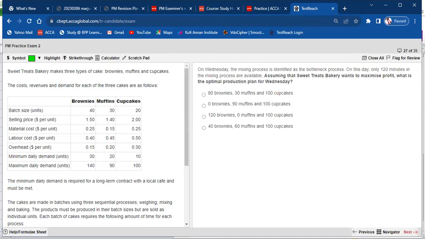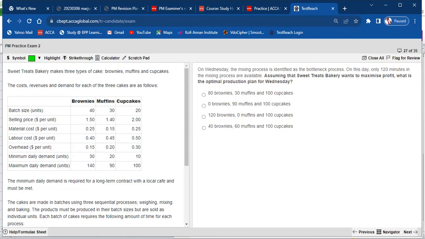That's a difficult question. Now, on Wednesday, the mixing process is identified as the bottleneck process. On this day, only 120 minutes in the mixing process are available. Assuming that Sweet Treats Bakery wants to maximize profit, what is the optimal production plan for Wednesday? I've got 2 minutes on my clock, but let's see what we can do. Then we'll break in, come back.